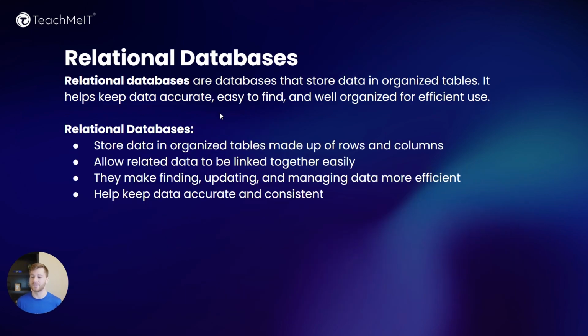Let's get into databases now, starting with relational databases. These databases store our data in organized tables. It helps us keep our data accurate, easy to find, and organized for simple use. Relational databases also store data in simple tables. They make finding and updating things easy, and they overall help keep our data accurate and consistent.